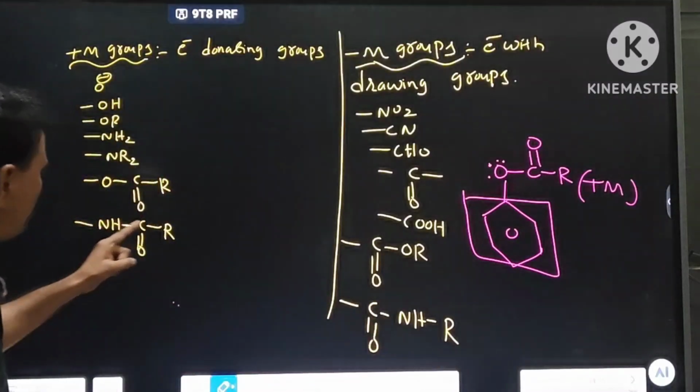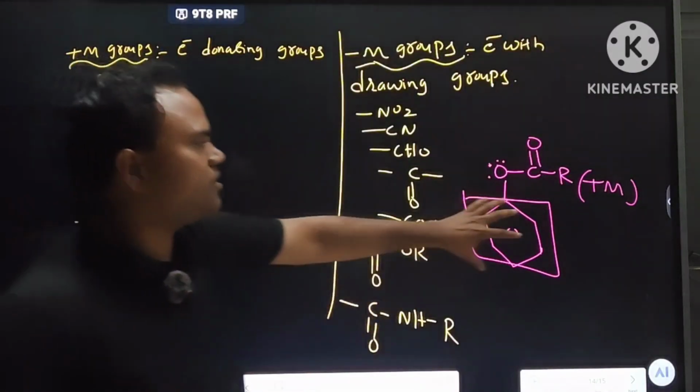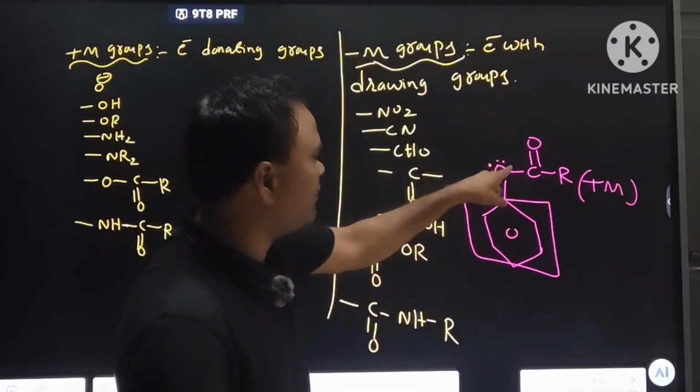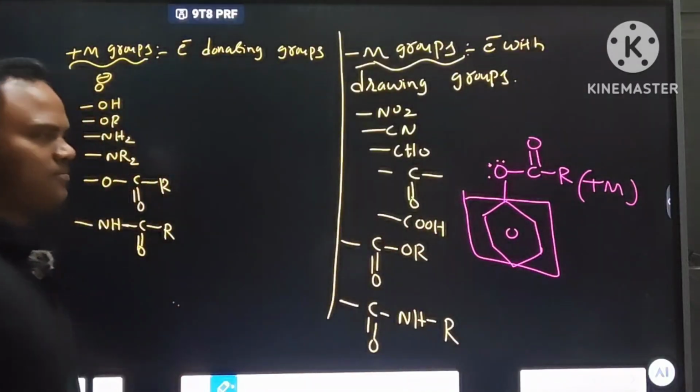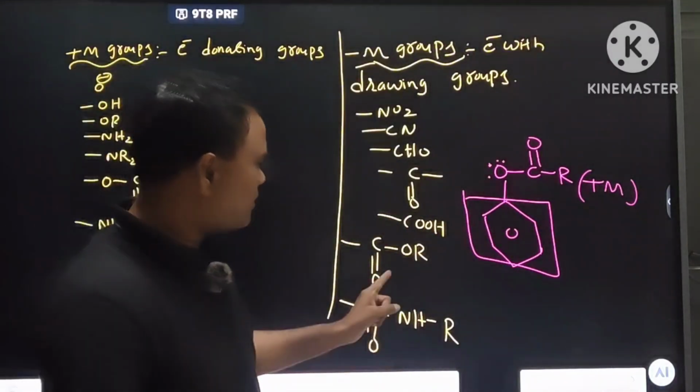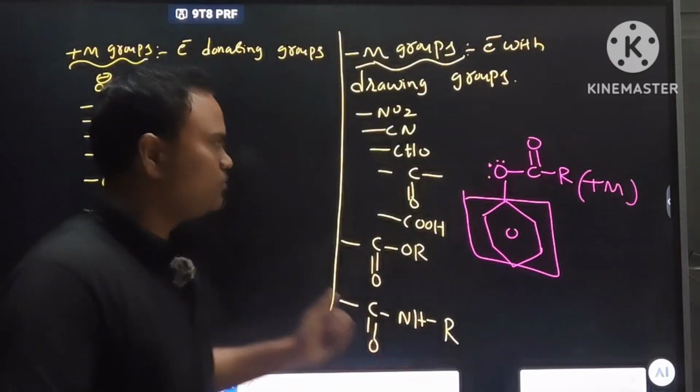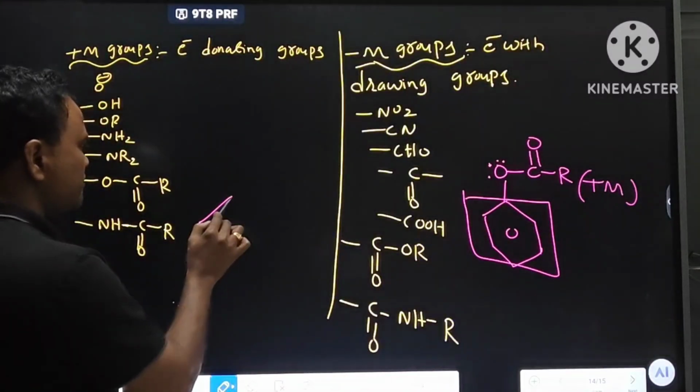Similarly, if amide is connected to the benzene ring through nitrogen, here N, then it acts as a plus M. Clear? Now, when it acts as a minus M group, look at this. I am taking benzene here.